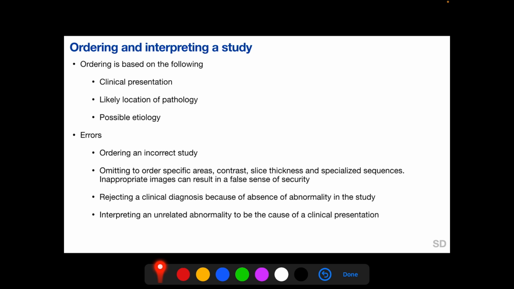So what are the errors in the process? We may have ordered an incorrect study. We may have omitted to order specific areas, contrast agents, slice thickness, and specialized sequences required for the expected pathology and its location. Inappropriate images taken can result in a false sense of security. We may reject a clinical diagnosis because of absence of abnormality in a properly ordered and properly acquired imaging study. Or we may interpret an unrelated abnormality in the imaging study to be the cause of a clinical presentation.